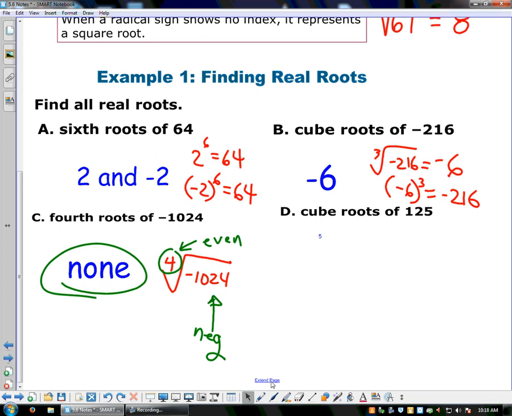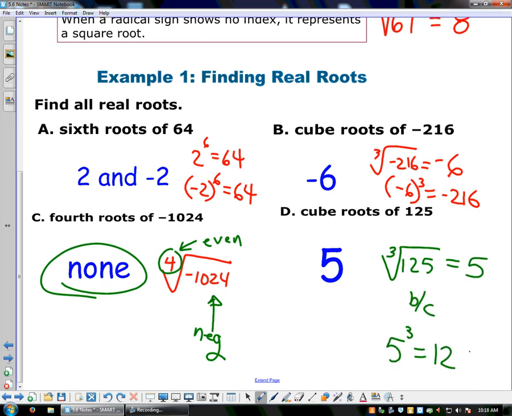All right. What about the cube root of 125? Well, there's only one possible answer for that, and that is 5, because we would write cube root of 125. It's going to be equal to 5 because 5 cubed equals 125.